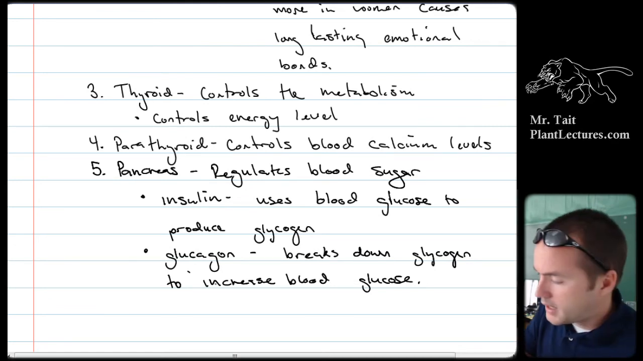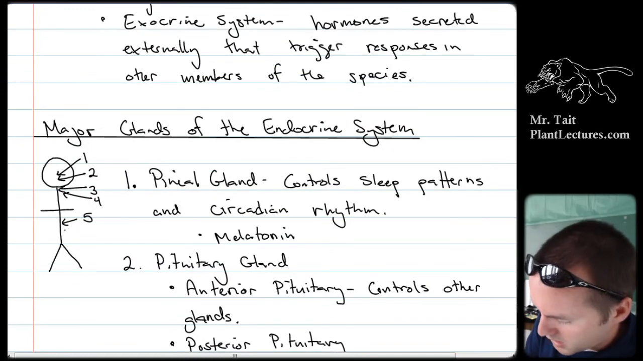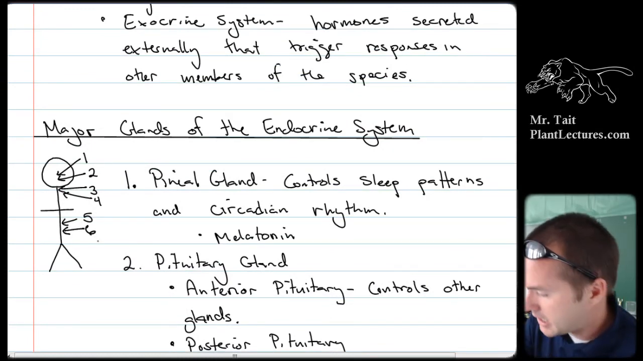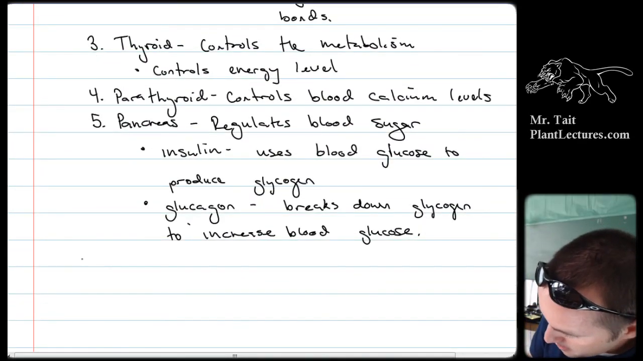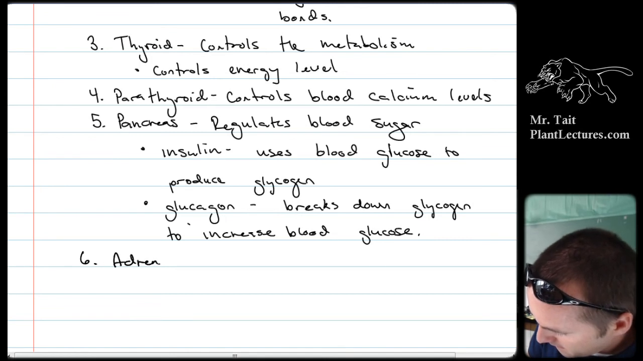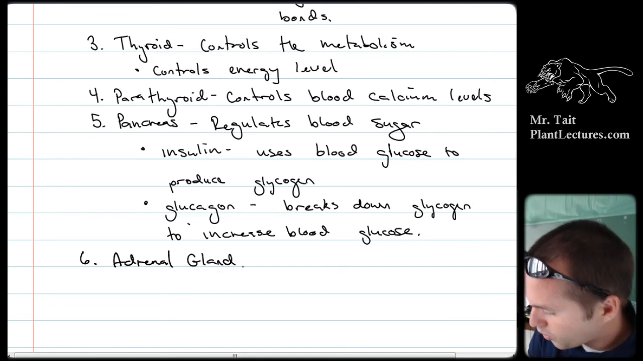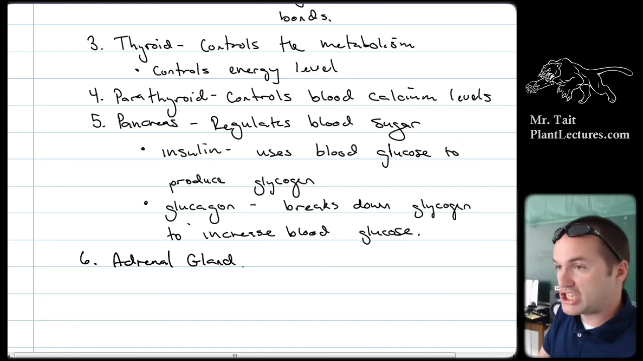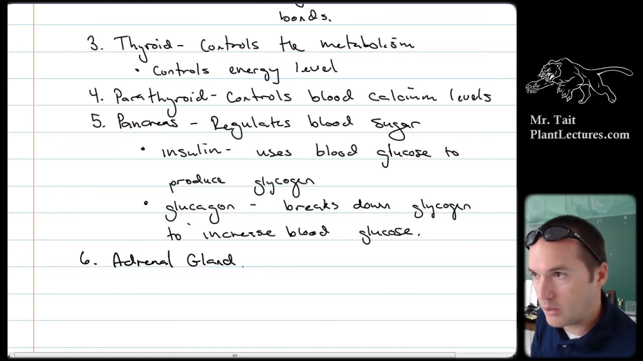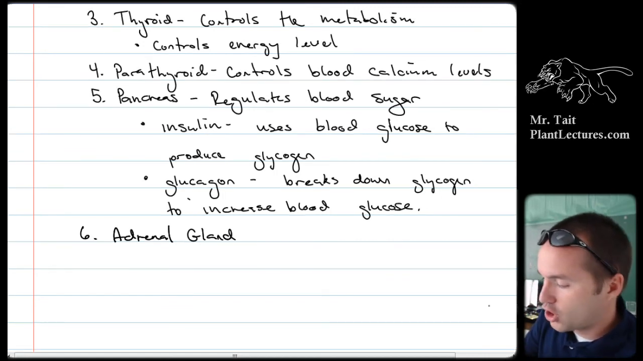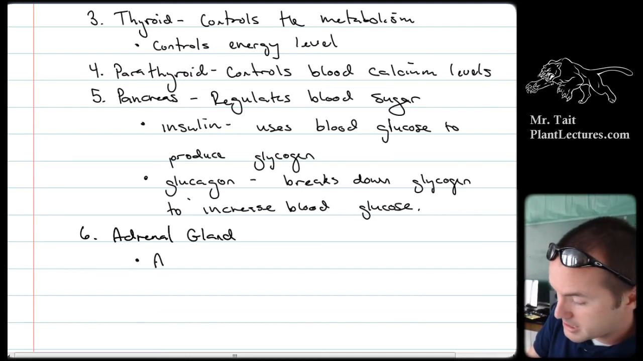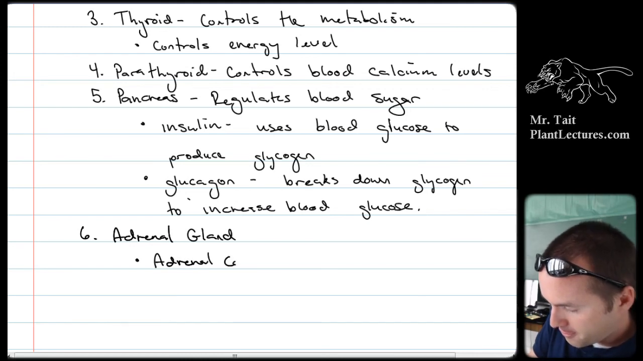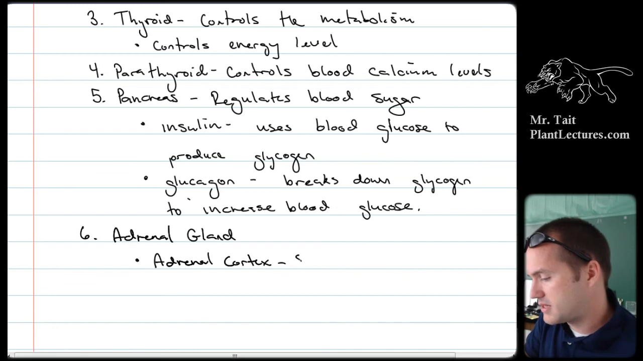Right? Next, you've got your adrenal glands. Adrenal glands are located right above your kidneys, right about there. In fact, the word adrenal means adjacent to the renal, which is the kidneys. Right? Renal means kidney. So adrenal glands. And the adrenal glands are divided into two different glands here. You've got what's called the adrenal cortex, which is mostly going to secrete sex hormones.